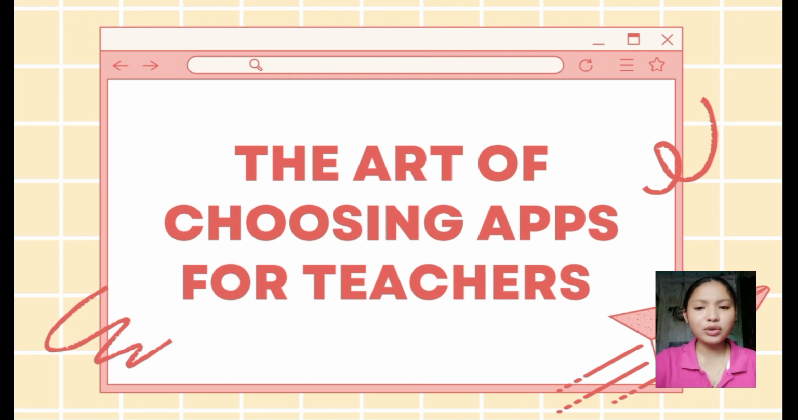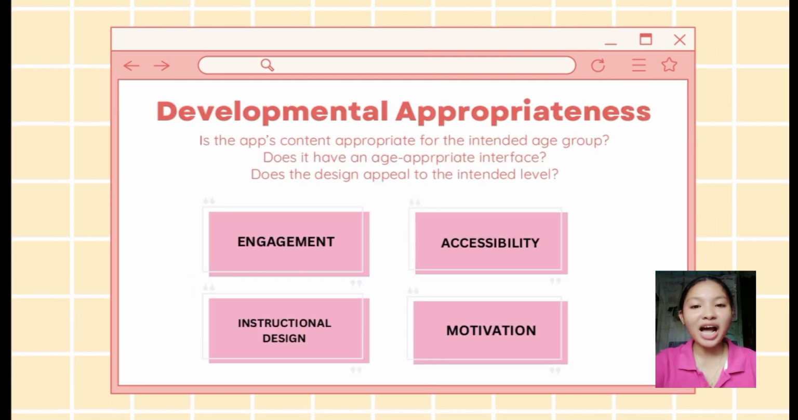So next, here I will share with you the art of choosing apps for teachers. It is also related to the previous slides, the 4 criteria. Okay, so first we have the developmental appropriateness. In choosing an application, you should know the appropriateness of applications to your students.